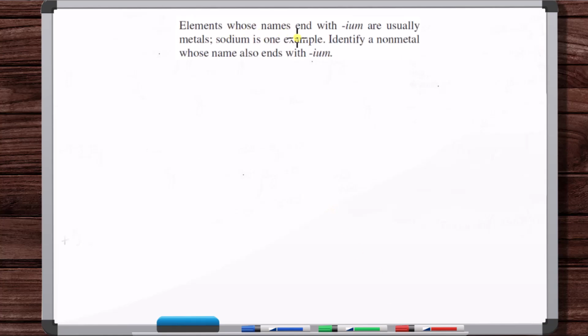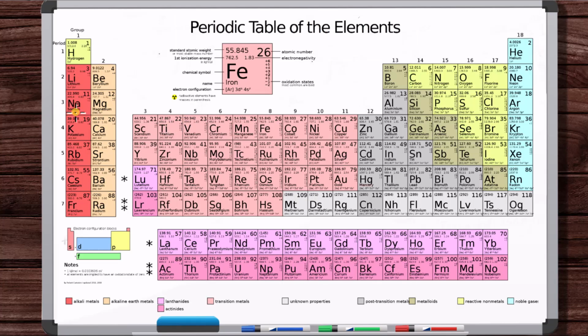Okay, elements whose names end with "ium" are usually metals. Sodium is one example. Identify a non-metal whose name also ends with "ium." All right, that's interesting. Sodium is a metal. What about a non-metal? Okay, where are the non-metals? All in this region. That's the non-metals. Everything else is metals. Okay, these are transition metals.